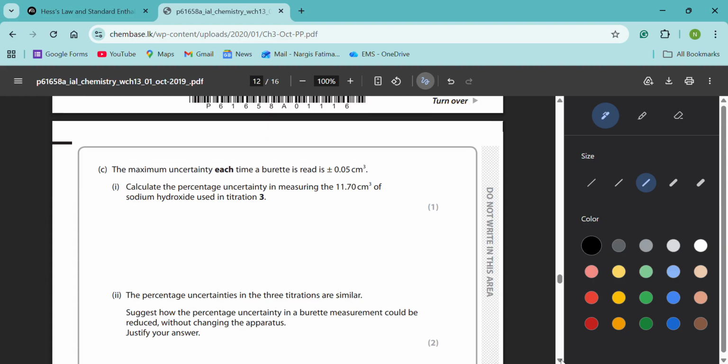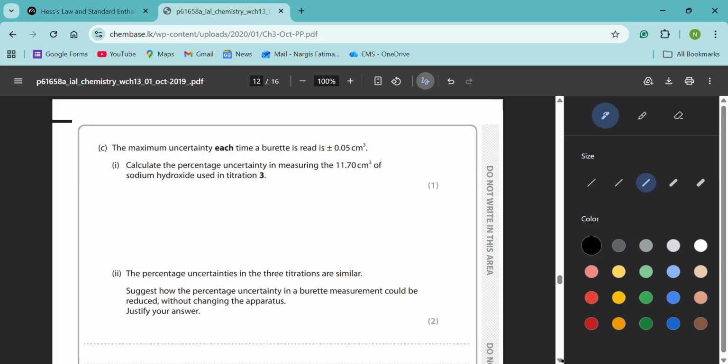The maximum uncertainty each time in a burette is 0.05 centimeter cube. Okay, here the key point you need to remember is that when we take the burette reading, because we take the initial as well as the final reading, always multiply the uncertainty value by 2. Okay, this is very important when you are taking the initial and final reading of the burette. This is a common mistake usually made by students.